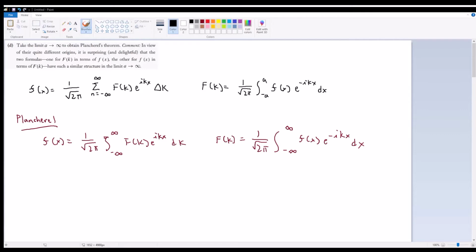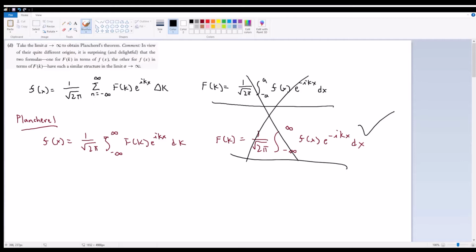Okay, final part. We have our f of x and f of k functions that look very similar to the Fourier transforms, and we want to take the final limit that a goes to infinity in order to turn these into Plancherel's theorem. So if we look at this, these are already very similar. This one converts very easily because the only difference here is that the integrals are going from negative infinity to positive infinity over here. So in the limit that a goes to infinity, we just replace these integral limits from negative a to a to negative infinity to infinity, and we have this part. So this part, we don't have to worry about. It's already taken care of. The proof is pretty much trivial.